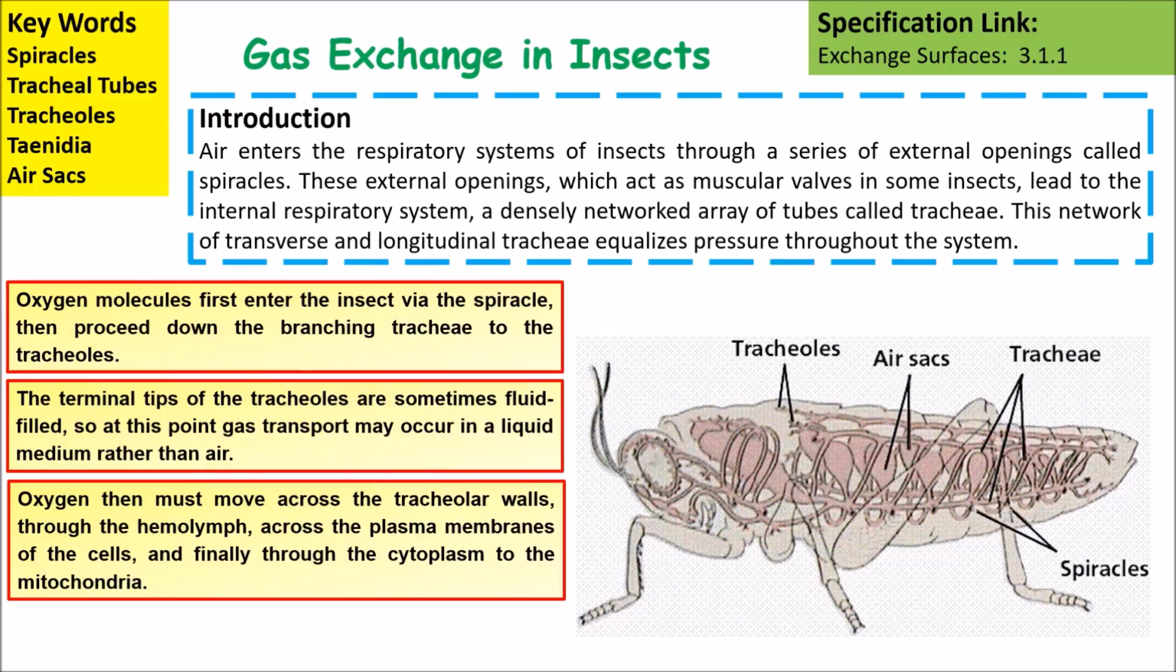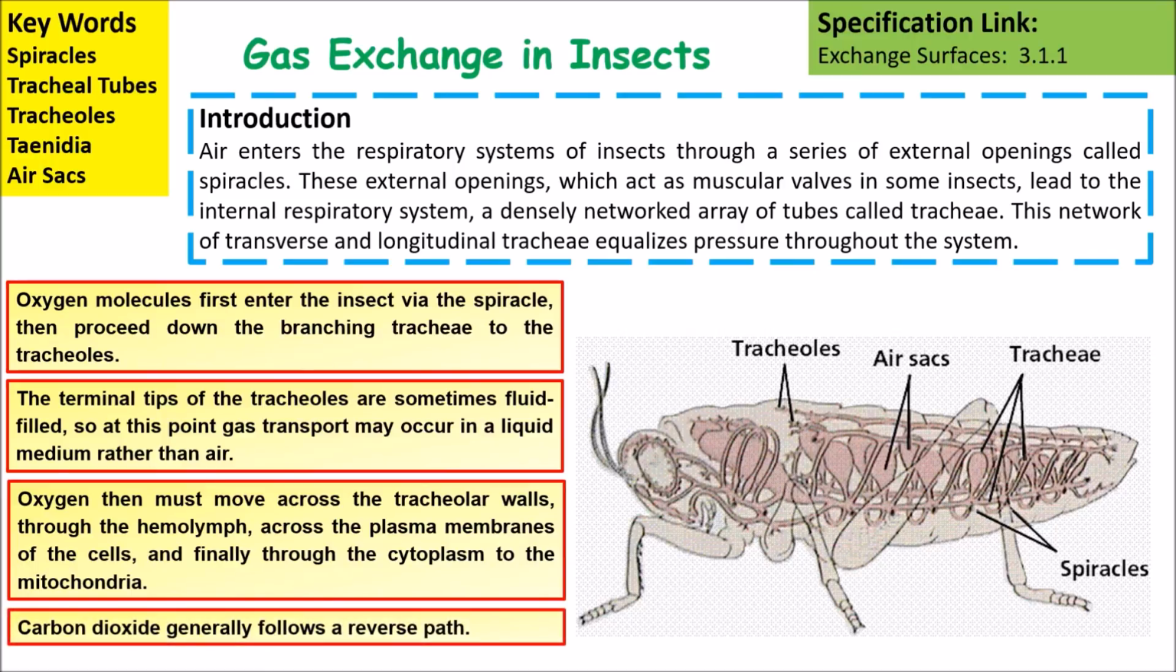At the terminal tips of these tracheoles, there are sometimes fluid-filled areas which allow the oxygen to diffuse in and the carbon dioxide to diffuse out. Oxygen must move across the tracheal walls through the hemolymph, across the plasma membranes of the cells, and finally through the cytoplasm to the mitochondria inside those cells in order for respiration to take place. And carbon dioxide generally flows in the reverse path.